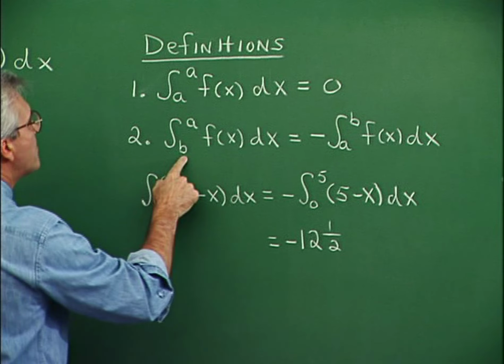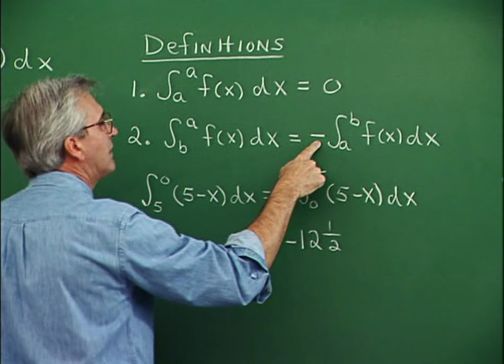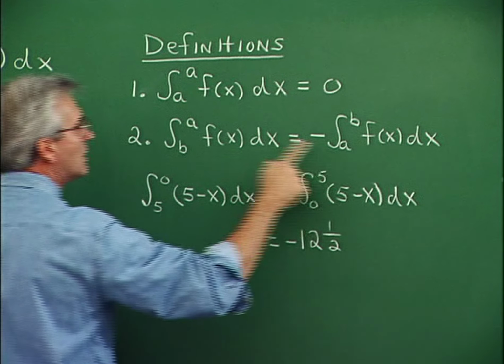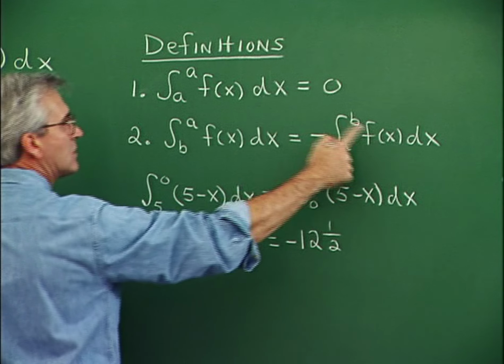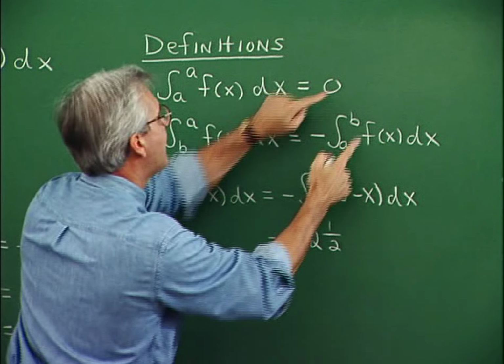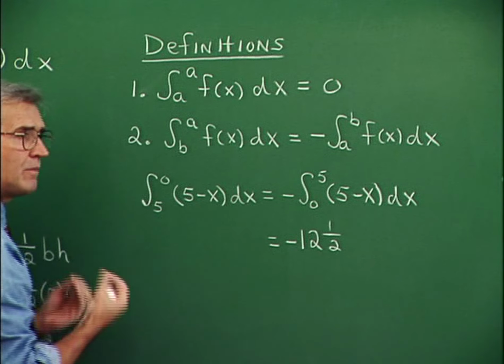The integral from b to a of f of x dx is the negative of the integral from a to b of f of x dx. So these are sort of opposites of one another. When we change these two, you see these two values are just opposites of one another numerically.